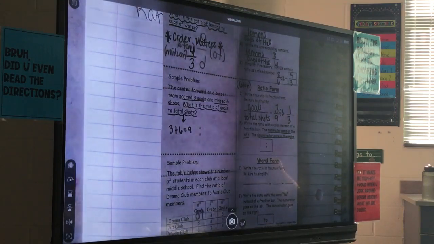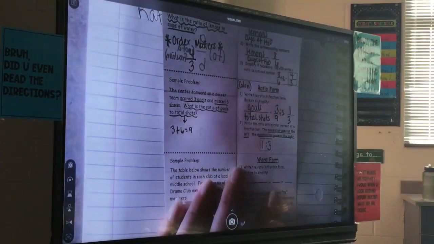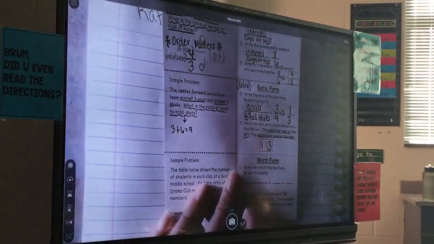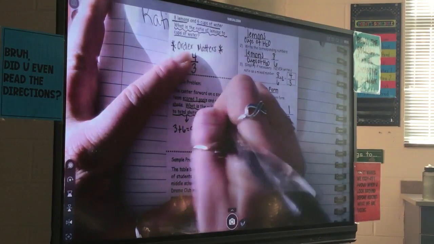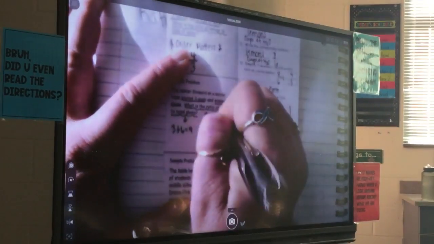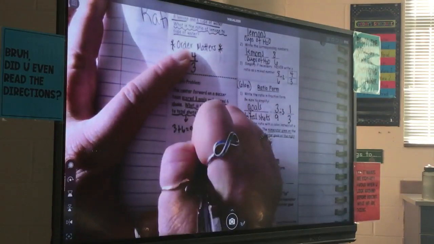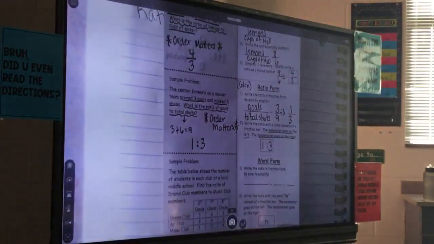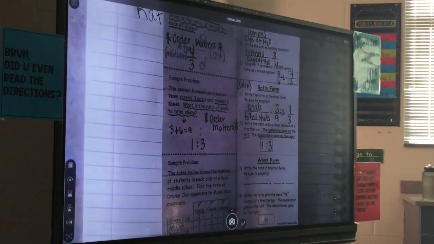Which number is going first, the 1 or the 3? Like the 1? And then obviously the 3 is going second. Make sure, order matters. And so our ratio is 1 colon 3. So that colon means "to." It just means "to."